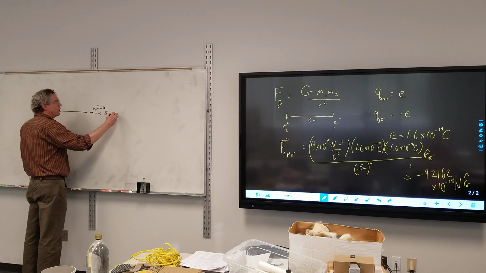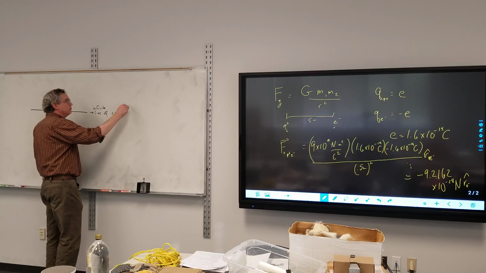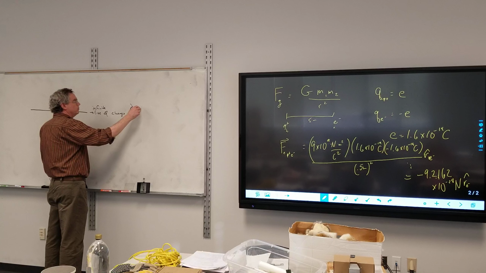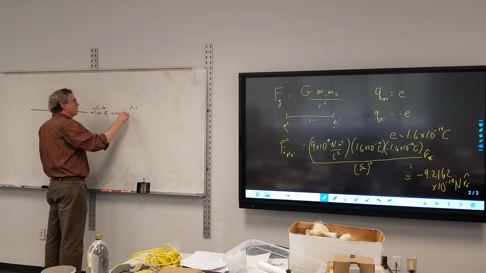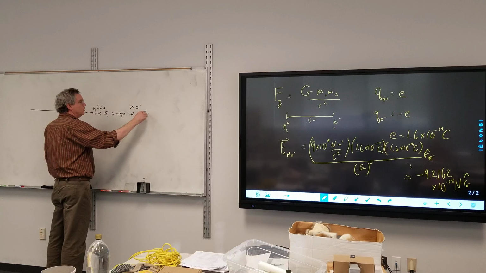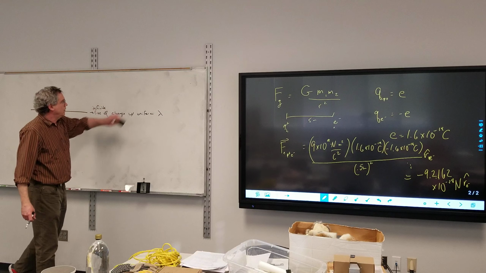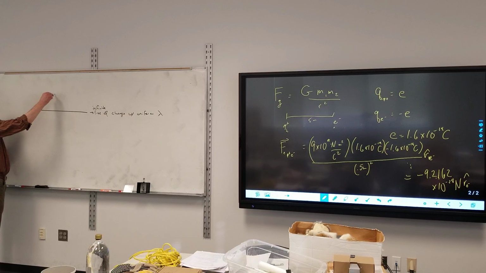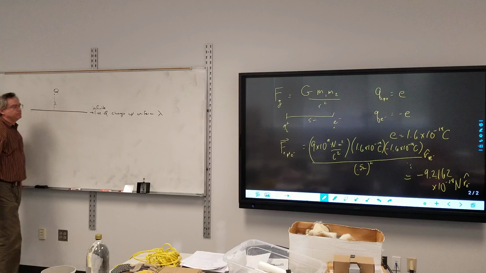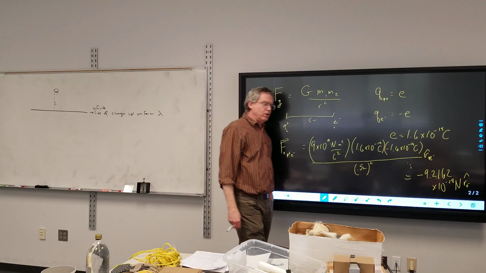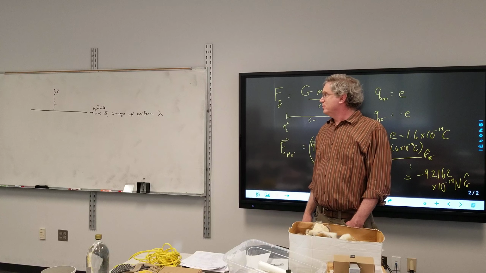Infinite line of charge with a uniform linear charge distribution. I have another charge sitting right here, a distance L away, and this is charge Q. We'll make it big Q. What is the force on big Q from this infinite line of charge?